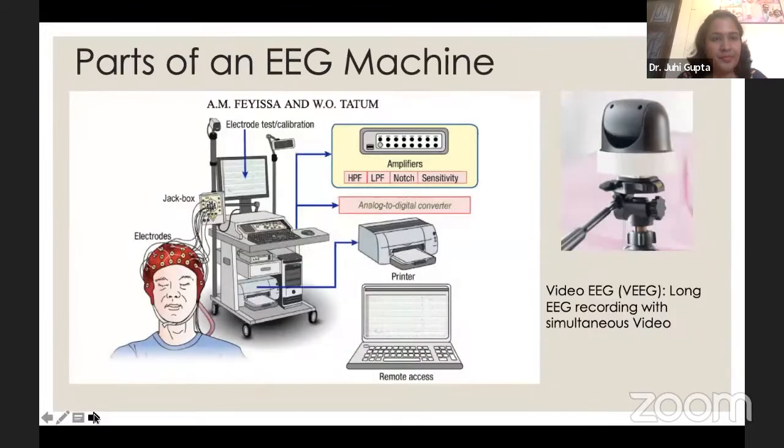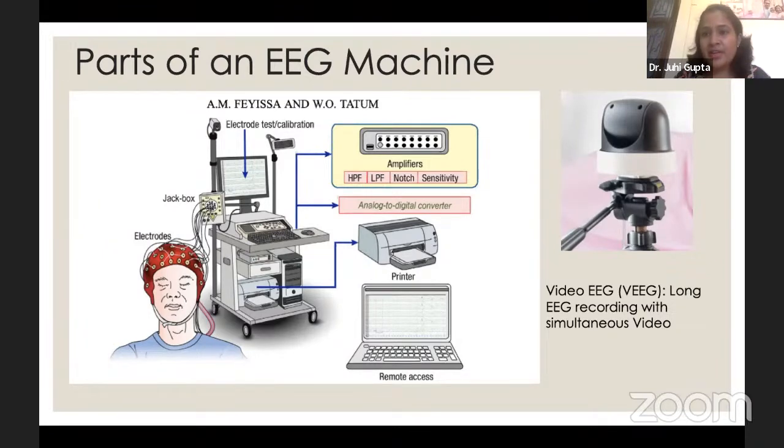So this is how a typical modern machine looks. This is the patient who is hooked to the machine. The electrodes go to a jack box, which in turn goes to an amplifier. And in the end, you have a monitor. You have the keyboard, of course, the printer and the CPU along with it. And very important, you have a video camera. Most of the machines have an attached video camera.